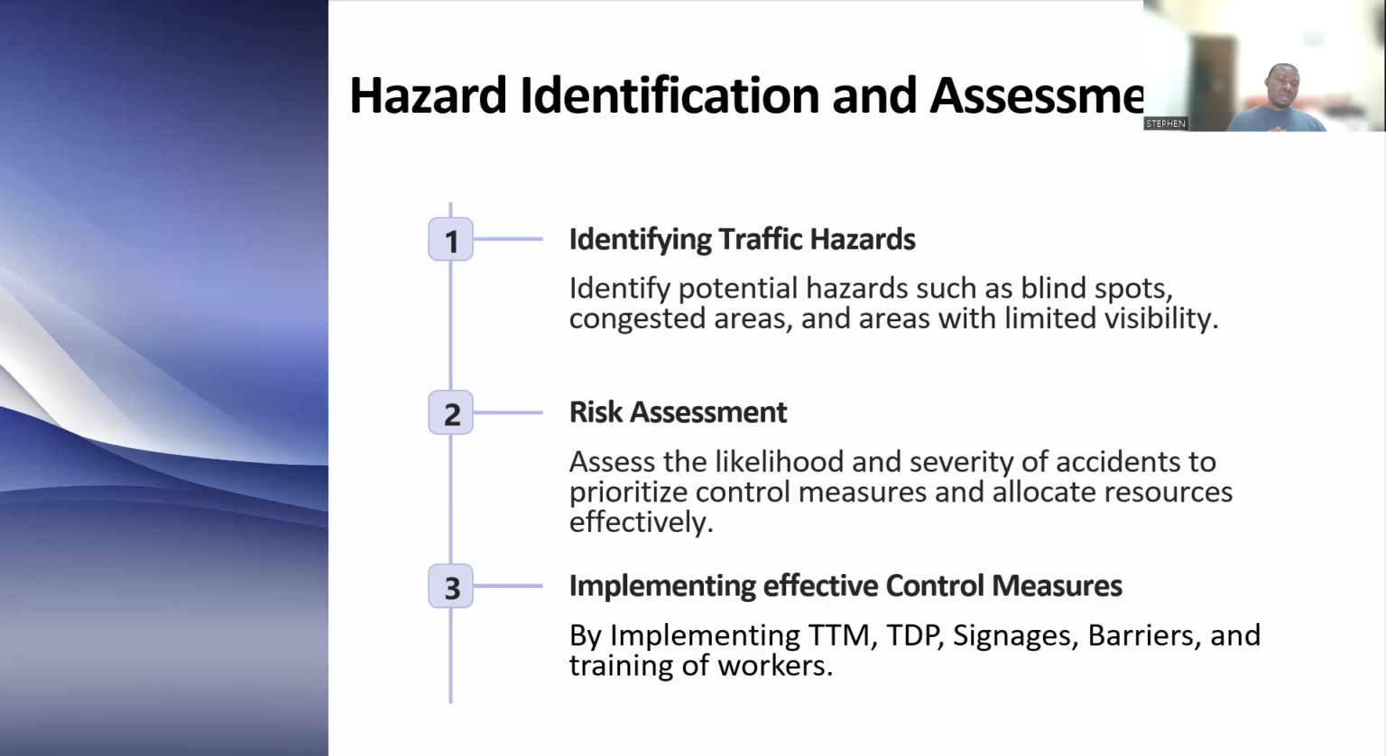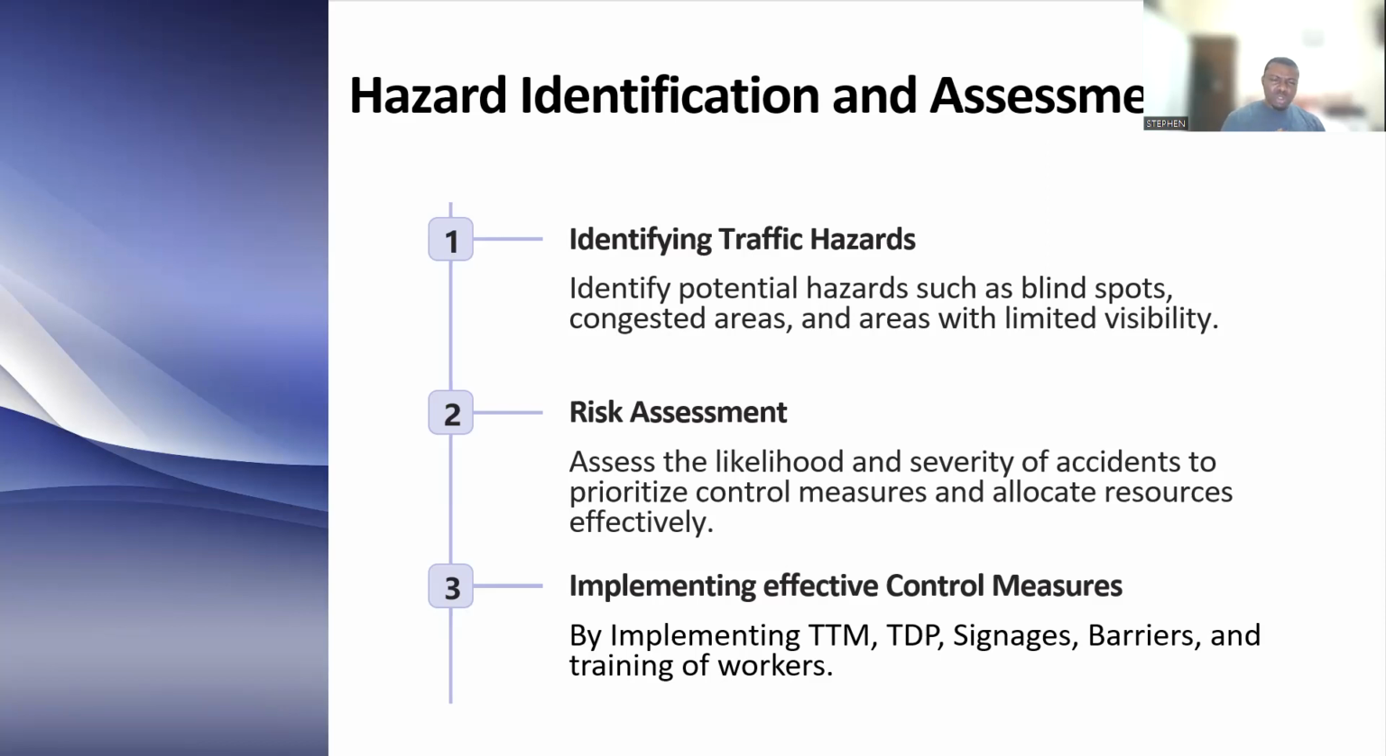So for our fundamental knowledge process, the way we do things within such a work area, we should be able to identify traffic hazards, those hazards that are associated with the environment that we are working in. Having identified the hazard, we have to assess the risks by looking at the likelihood and the severity of the risks or of the accident happening.